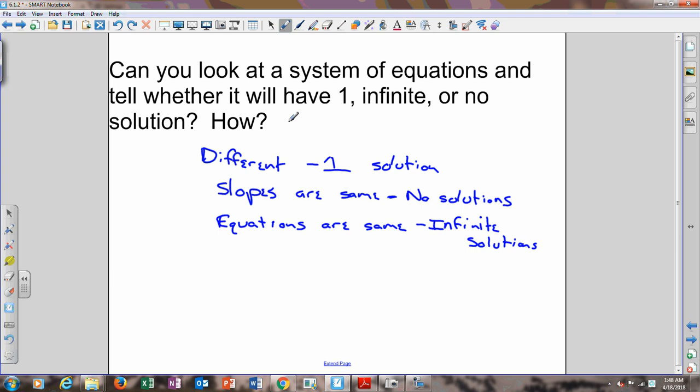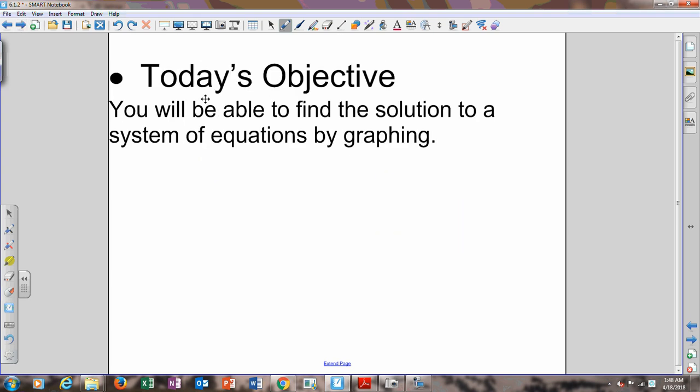So today we're just going to do more practice. Nothing else to teach you. Our objective is going to be exactly the same. You'll be able to find the solution to a system of equations by graphing.